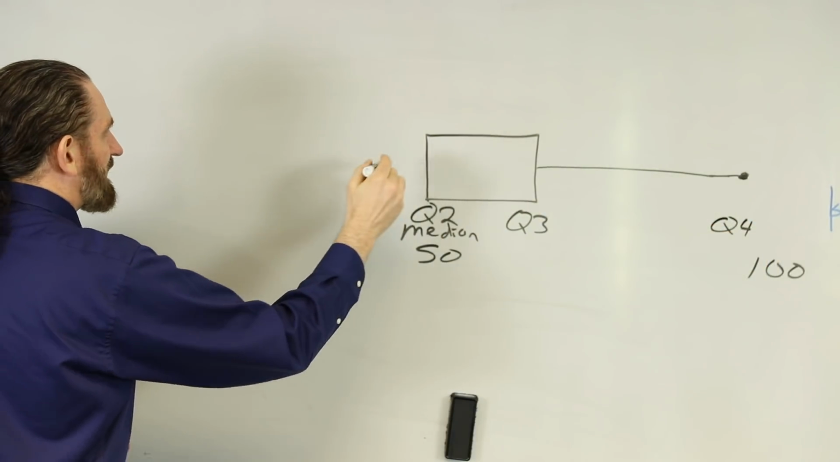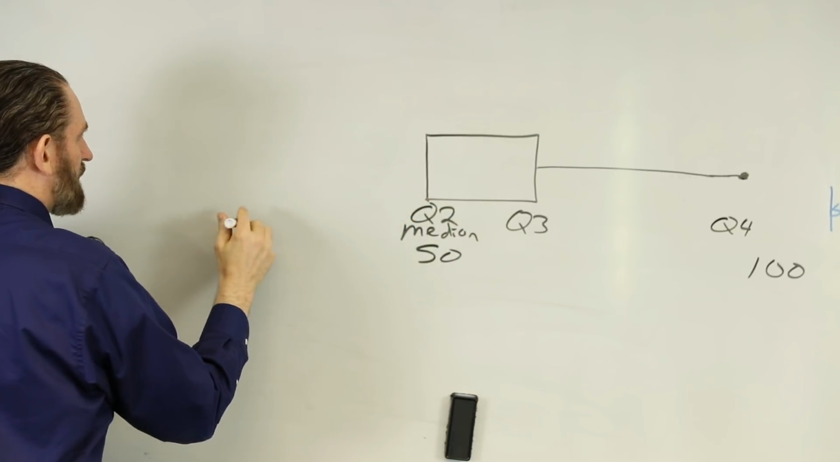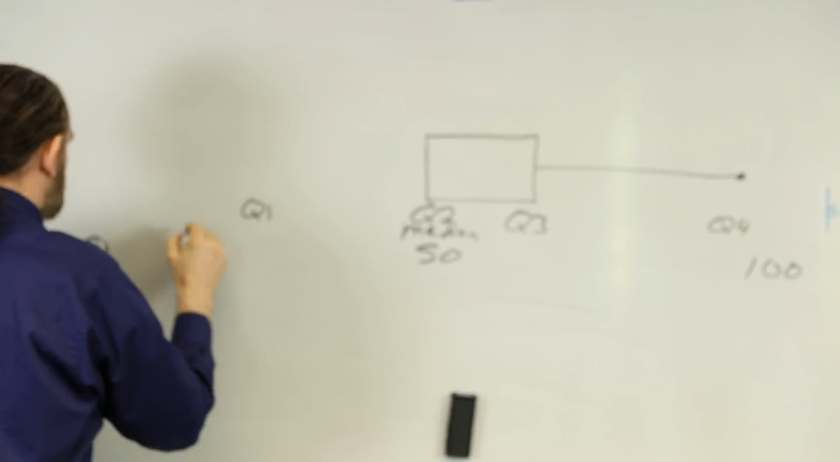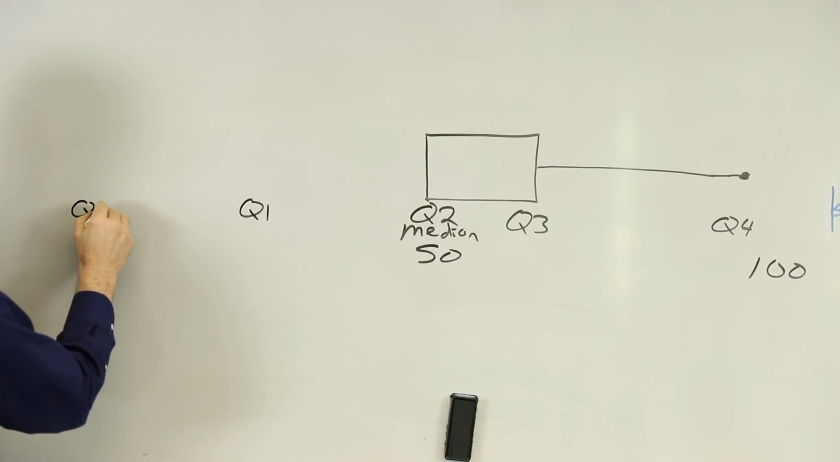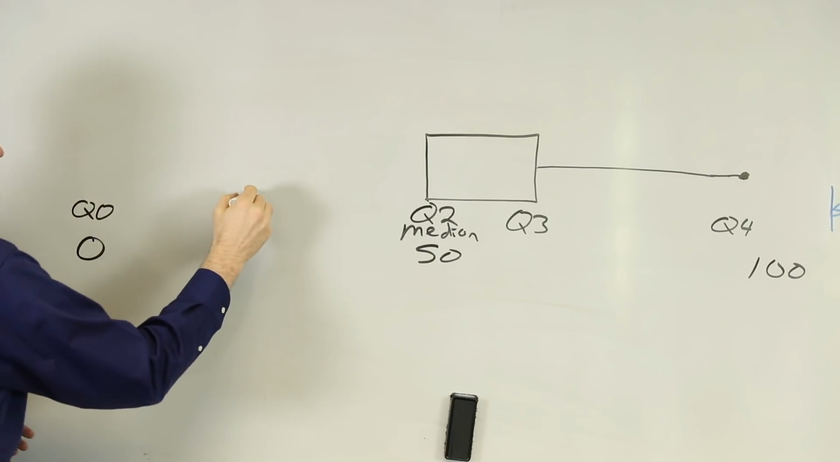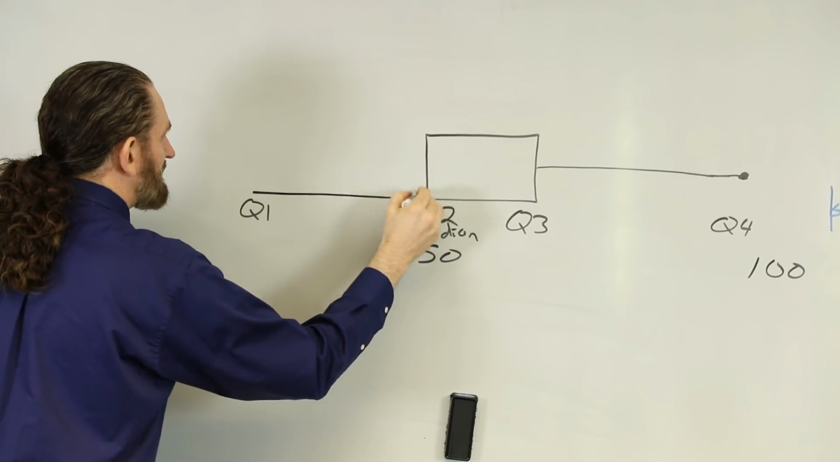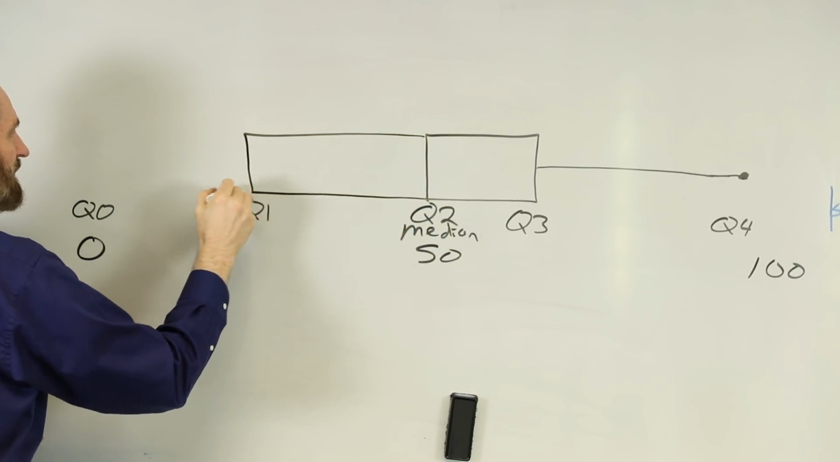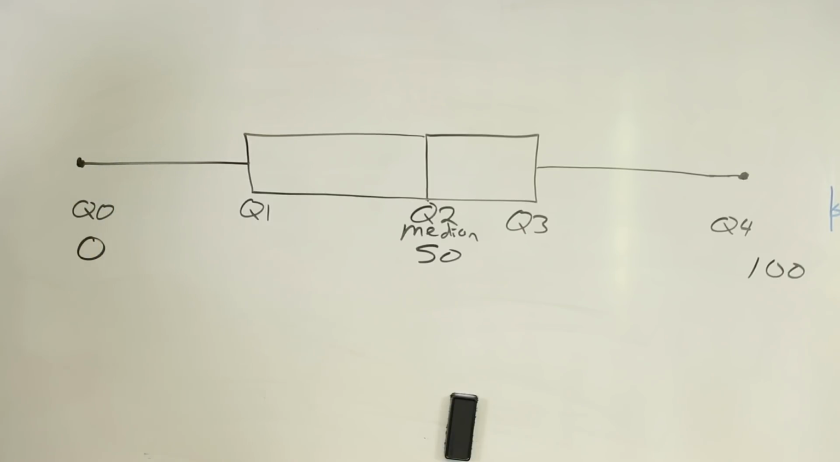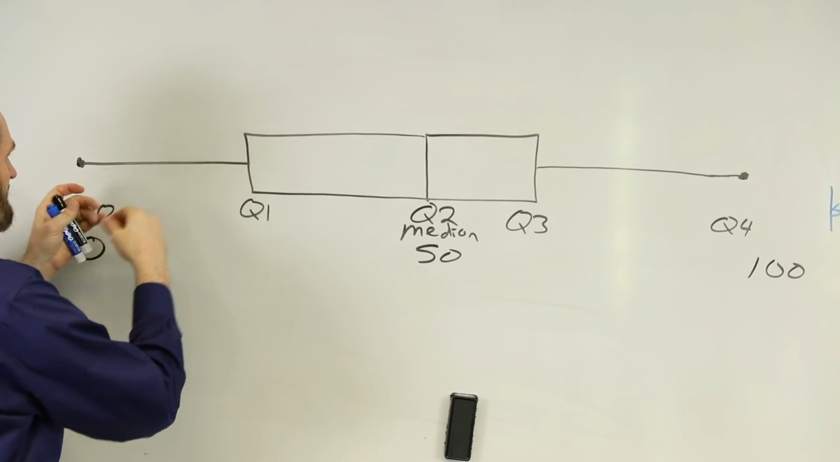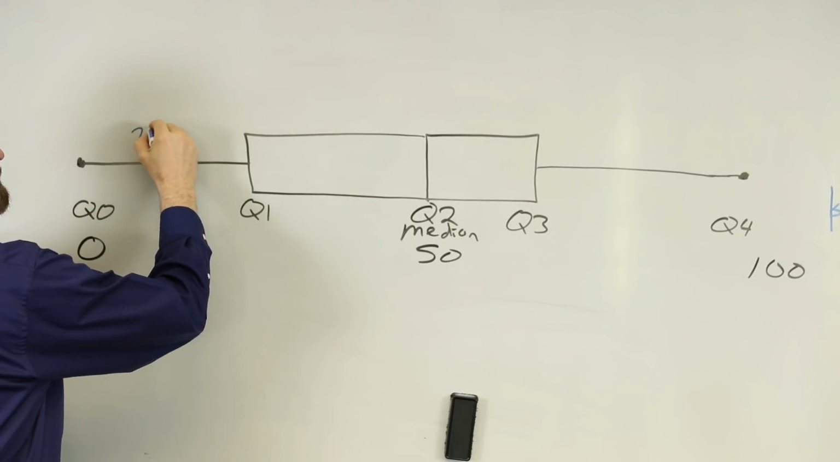And then on the other side, let's say that the Q1 was actually pretty far spread out. And then the Q0 is also all the way down here at 0. So with my Q1, I would draw another part of my box, and then the little whisker part for the Q0.